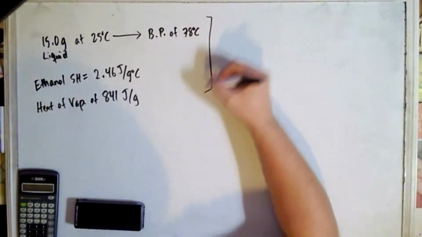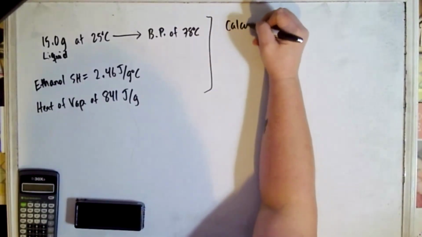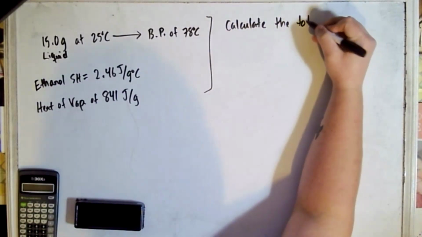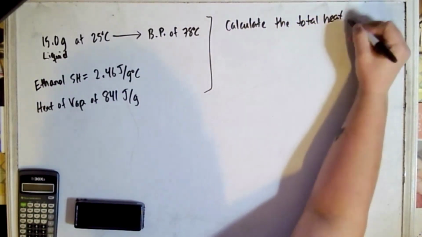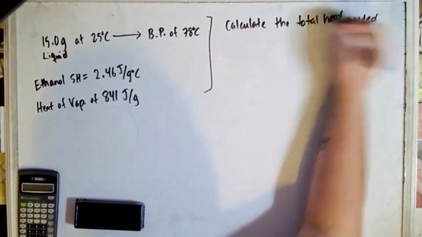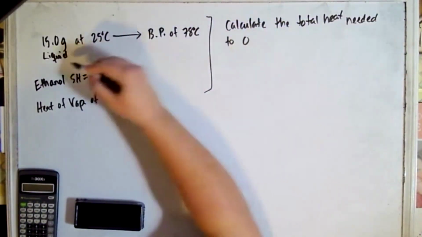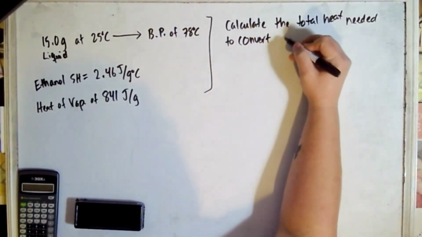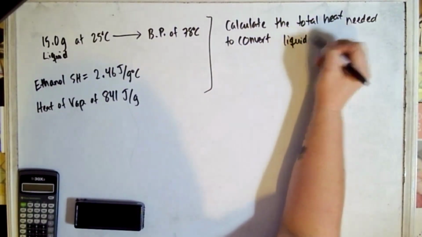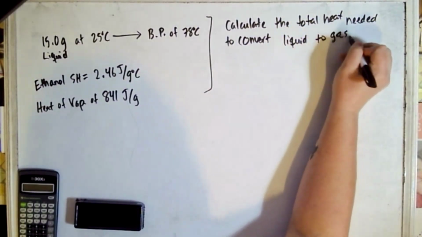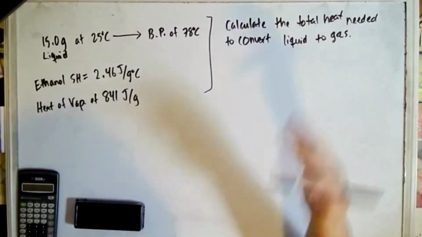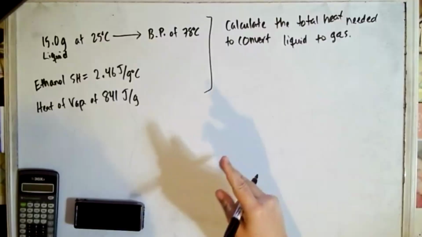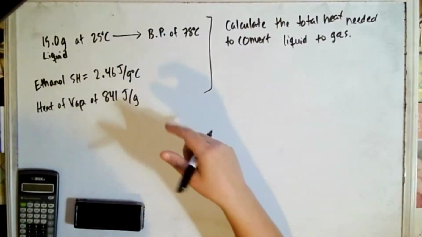And the question again that they're asking us here is: calculate the total heat needed to convert this liquid ethanol to gas. Obviously they gave us specific amounts, but they want the total heat. And so there's two things happening in this process.